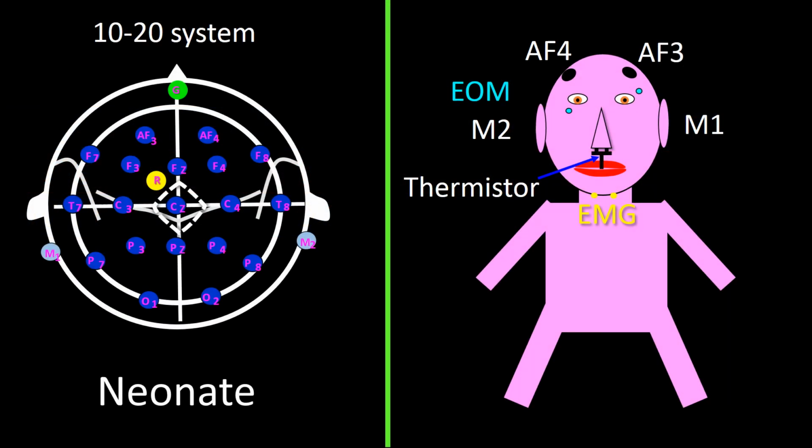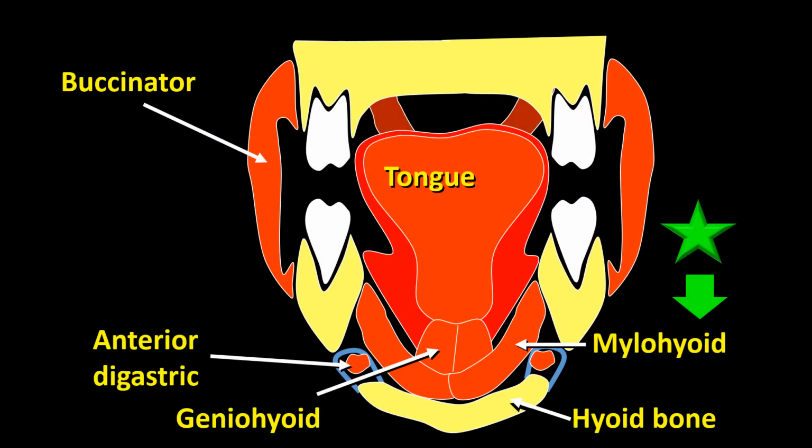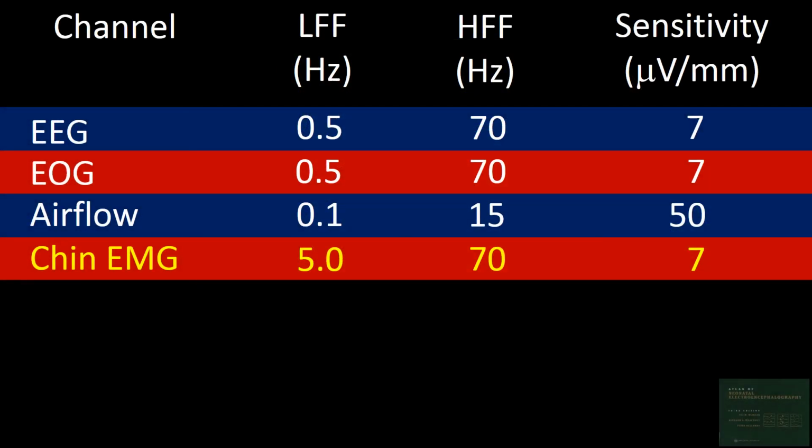Chin tone, which is monitored with 2 electrodes, should also be known. The muscle that most contributes to the activity present in these electrodes is the mylohyoid muscle. The setting for chin EMG monitoring should be a low frequency filter of 5 Hz, high frequency filter of 70 Hz, and a sensitivity of 7 microvolts per millimeter.